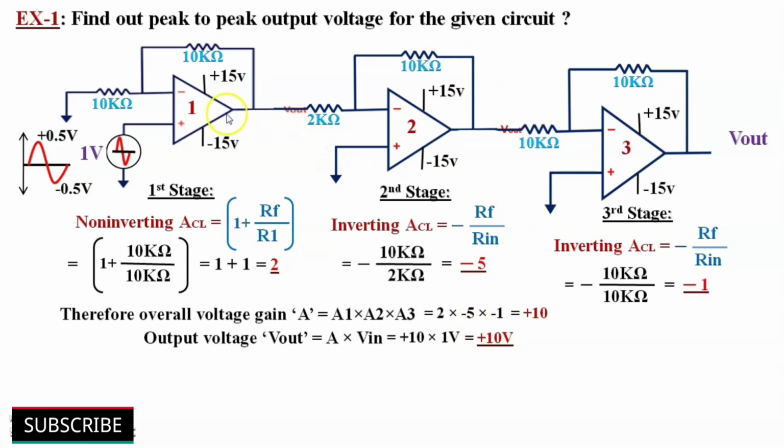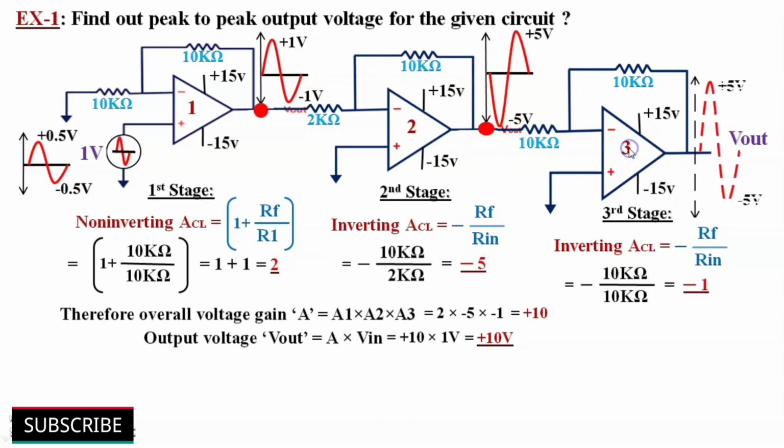Let's observe the output waveforms of each stage. First stage is non-inverting configuration. So both input and output are in phase with each other. Here gain is 2. So output voltage is doubled. Second stage is inverting configuration. So both input and output waveforms are 180 degrees out of phase with each other. Here gain is minus 5. So Vout is 5 times its input.